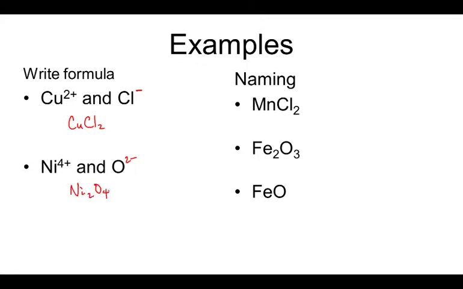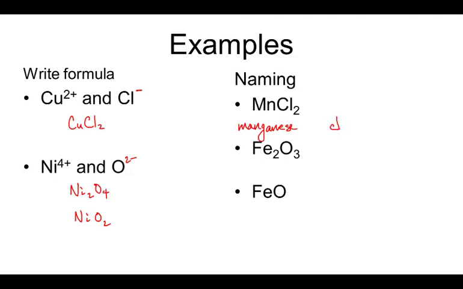Right? But notice we can divide both of them by 2, so it'd just be NiO2. You could also notice that we need 2 of the oxygens to balance out the charge of the nickel. The nickel's 4 plus, and the oxygen is 2 minus, so you get NiO2. Now, when you're naming these, it's going to be about the same as you're used to from binary, only we have to use those Roman numeral things.